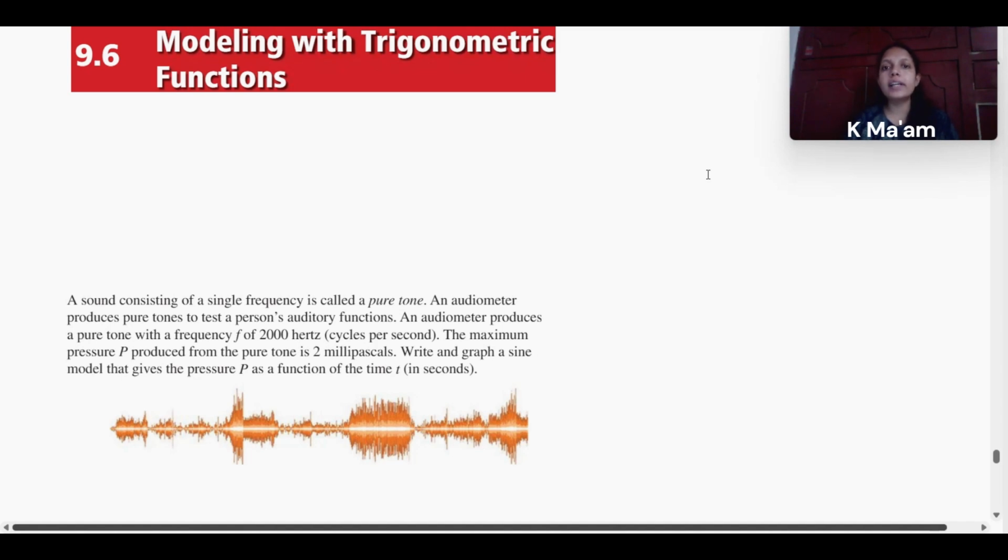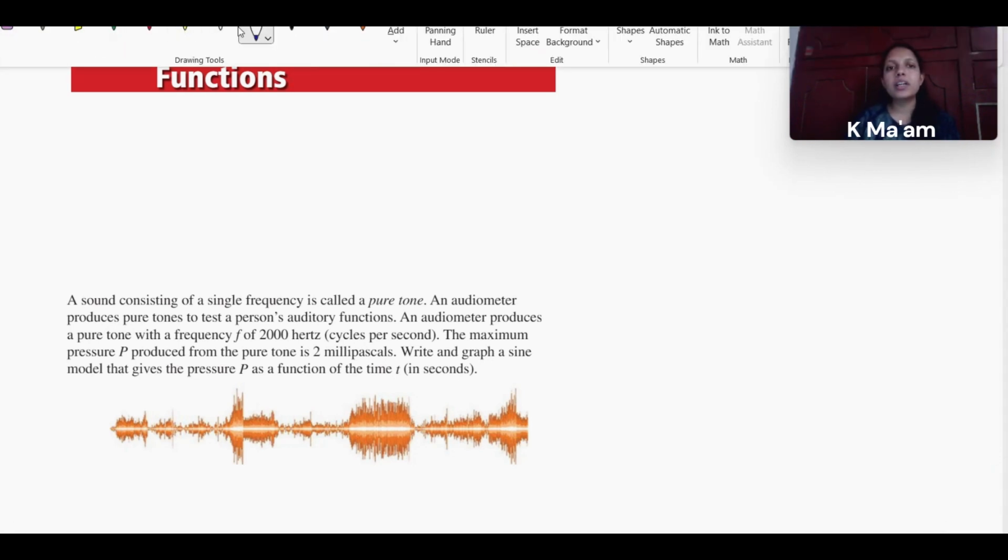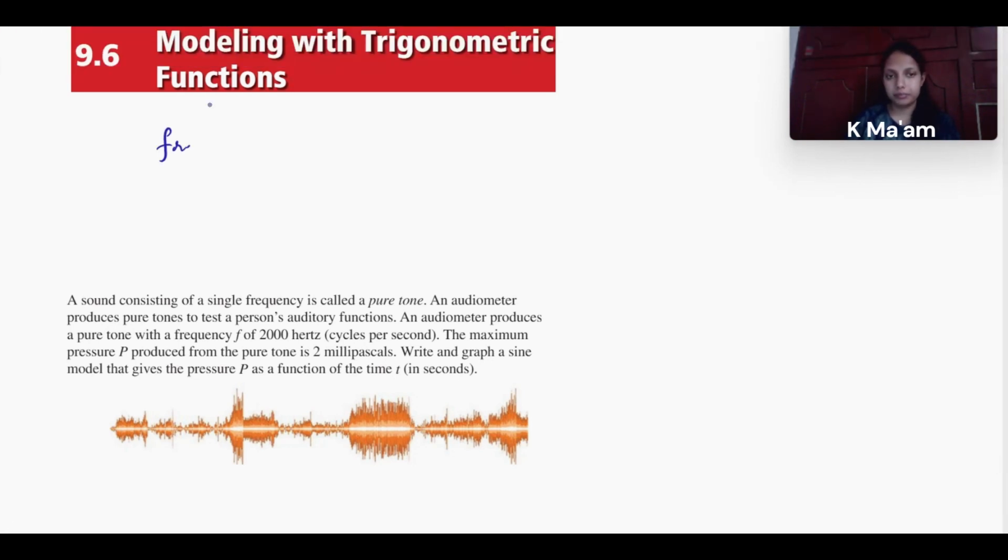So here, modeling with trigonometric functions. Here we will learn the word frequency. Frequency is the reciprocal of the period. Whatever the period of the function is, you have to take its reciprocal. It will give you the frequency of that function.